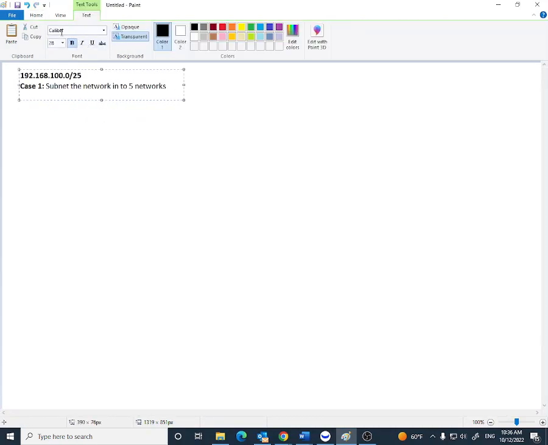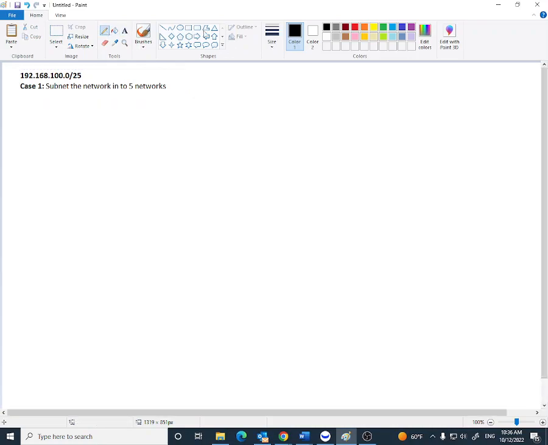In case number 1, what do we have? We have an IP address, and this IP address is 192.168.100, and the prefix is 25. Now, the fact that we have a prefix of 25 simply tells me that the subnet mask is 255.255.255.128. That's a subnet mask. Now, how do I know that? Because this is 25. These are 8 bits.